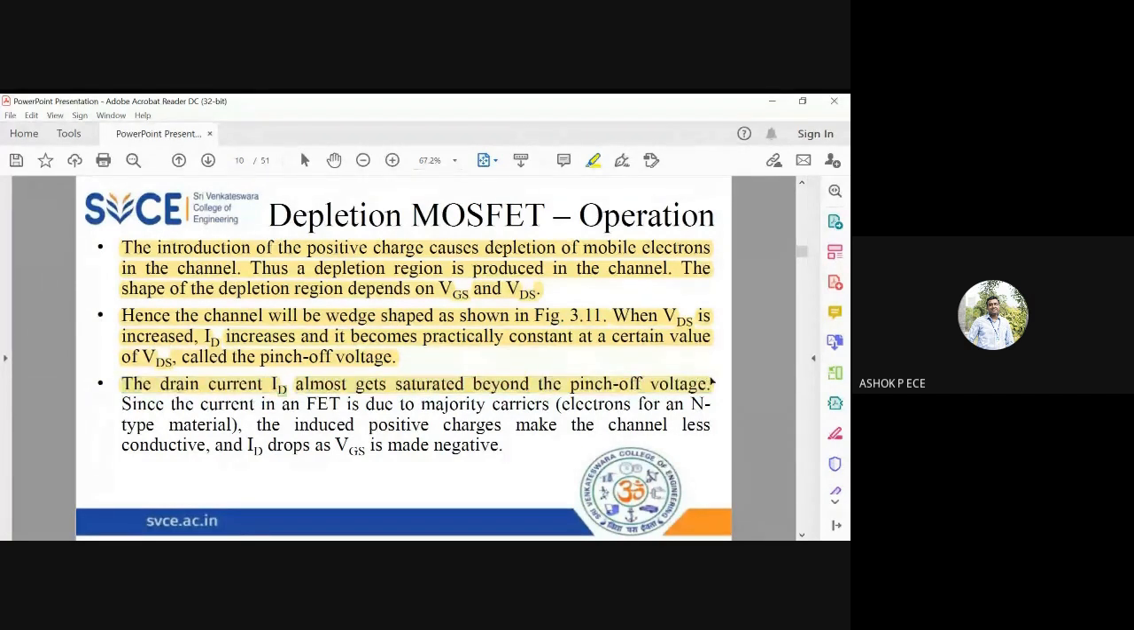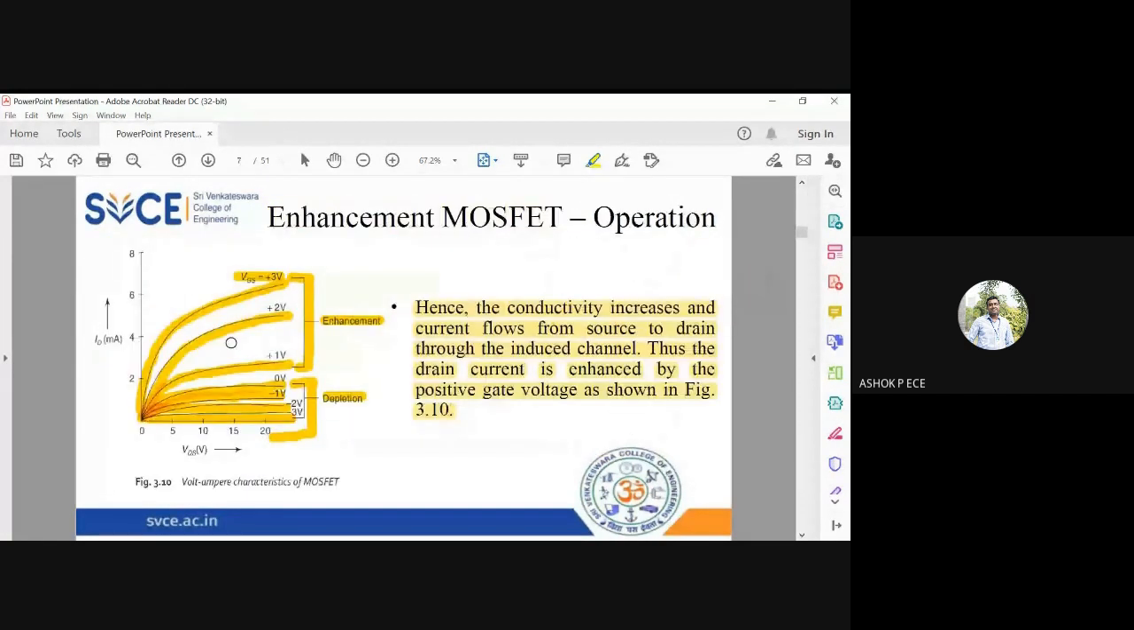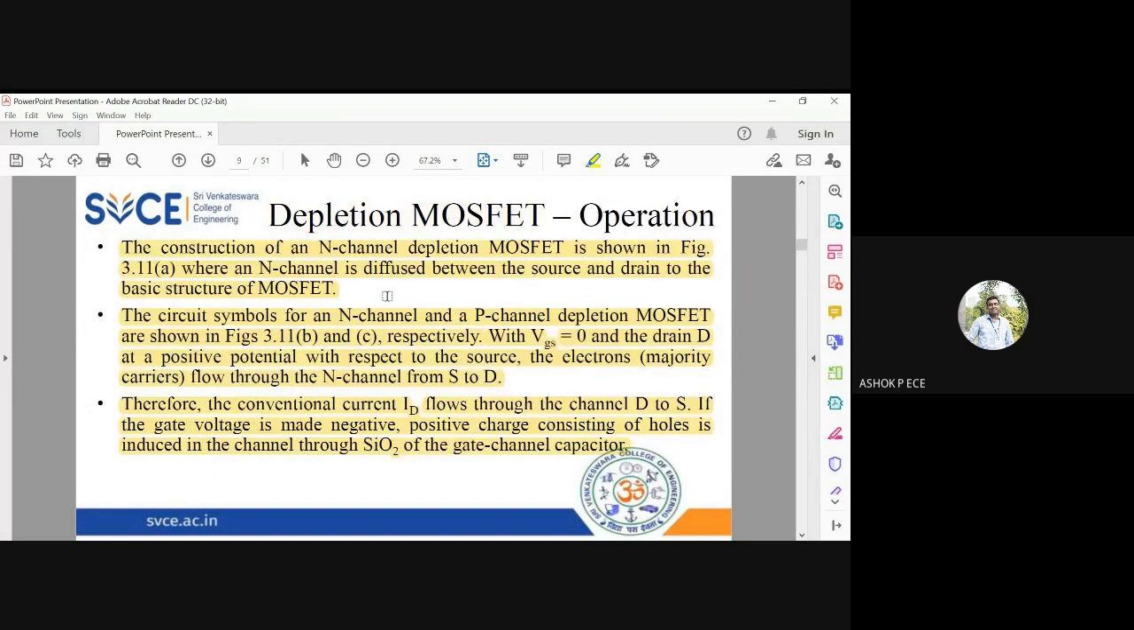You know, it will become constant. So you see here, the graph you see is increasing and becoming constant. So at a particular voltage, however much you increase VDS, the drain current will be constant. When the current is constant, it is actually in saturation.